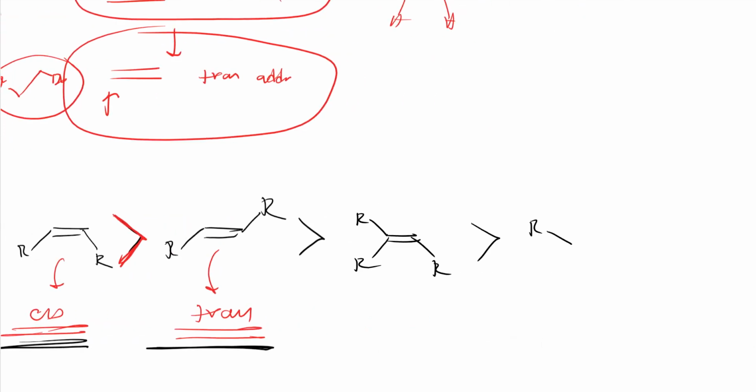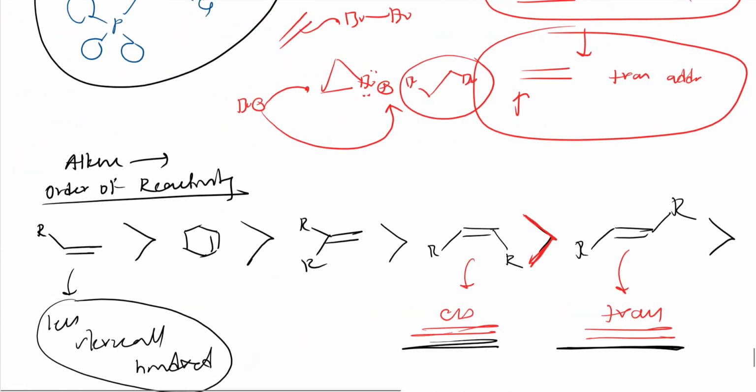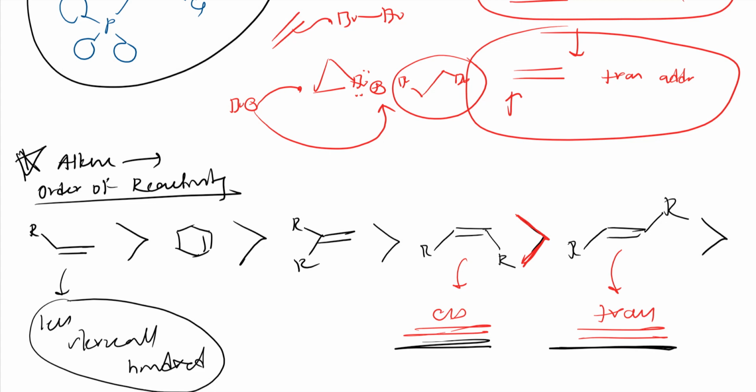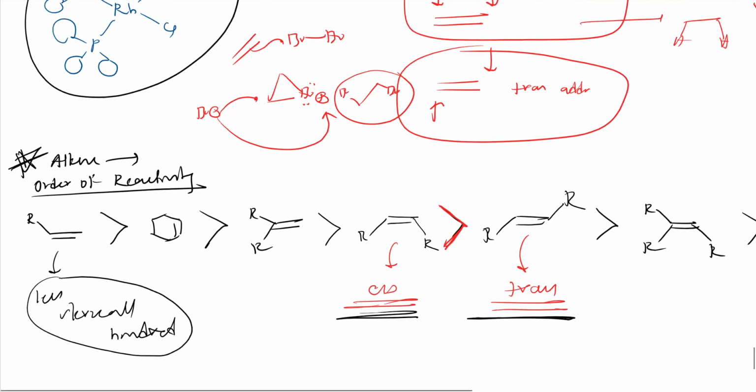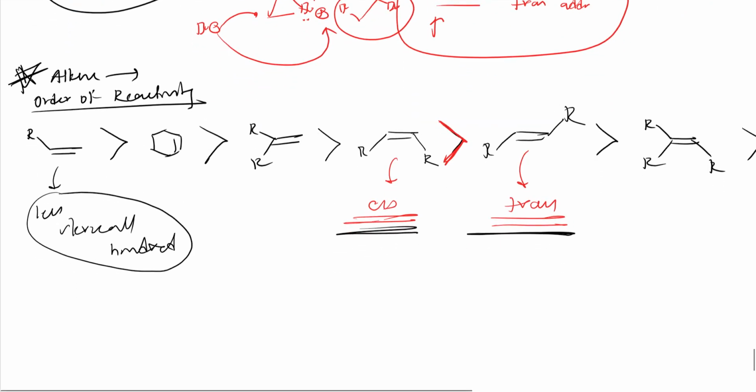This one is the least reactive, as hindrance is more, with four R groups attached to the alkene. This is the order you need to remember, it is very important. So we have studied all three applications. What are the applications? One is decarbonylation, the removal of the CO group. The second is formation of a carbon-carbon bond, and the third is syn addition to the alkene.